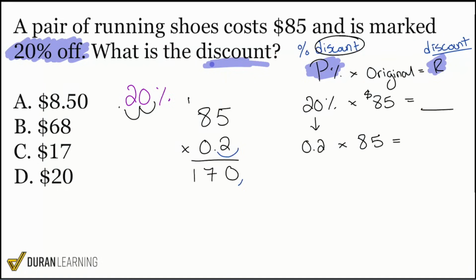Right there, right here. So our final answer, our discount, is going to be a discount of $17, making our correct answer here, answer choice C.